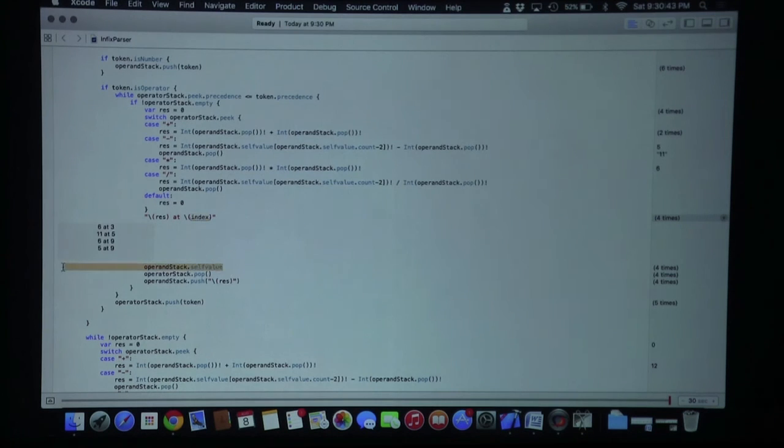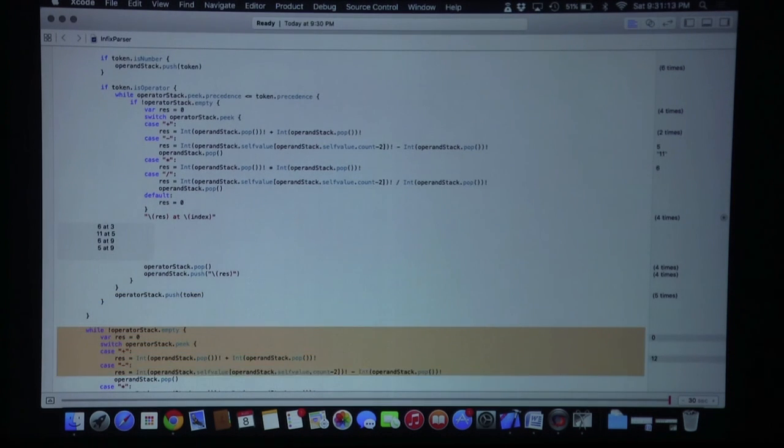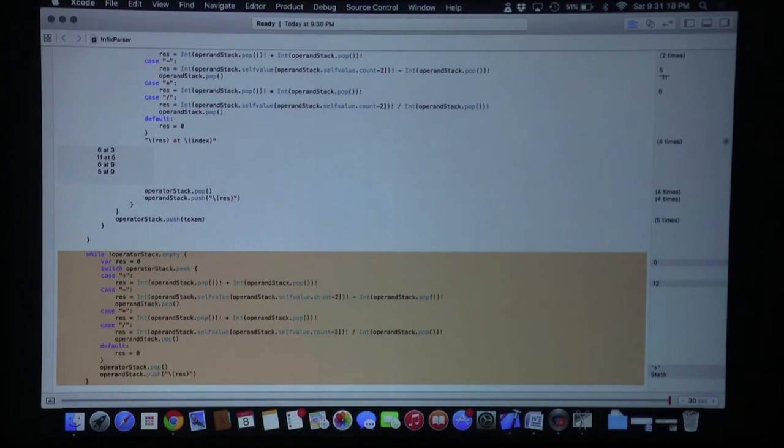And then I'm just printing out operand stack.self value, which I do not need anymore. But then I'm popping 1 out of the operator stack because now we've essentially dealt with that operator. And then we are pushing this result onto the operand stack. And then once everything is done, we are pushing this specific token onto the operator stack.